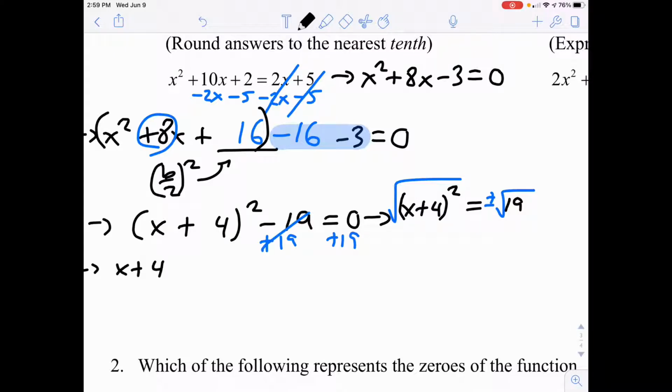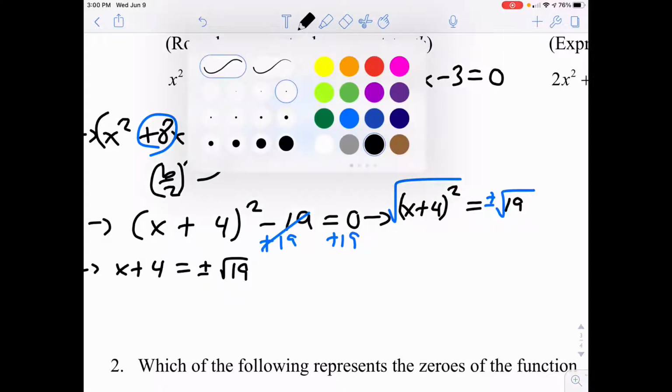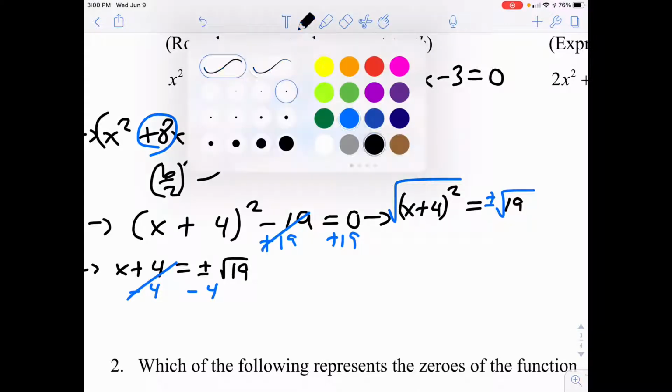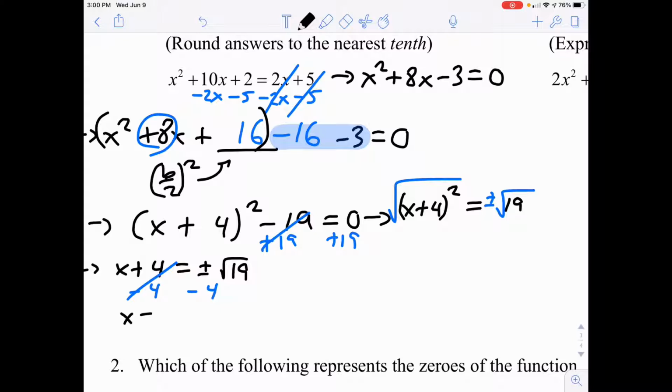We have x plus 4 equals plus or minus the square root of 19. Well, the 19 cannot simplify any lower than that, so what we're going to do is subtract 4 from both sides, and we have two possible answers. We have x is equal to negative 4 plus the square root of 19. We'll get an approximation there. Or x is equal to negative 4 minus the square root of 19. We'll get an approximation there.